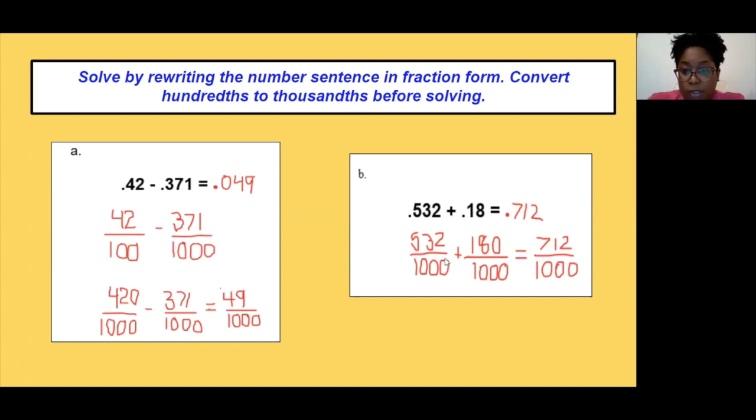So 532 over 1,000 plus 180 over 1,000. Again, this is 18 hundredths, so we had to convert the hundreds to thousands by multiplying each numerator and denominator by 10. And so 18 hundredths became 180 thousandths, which equals 712 thousandths. 712 over 1,000 in fraction form and 0.712 in decimal form. And once again, we have a decimal and fraction equivalent. Okay, so how did you do?